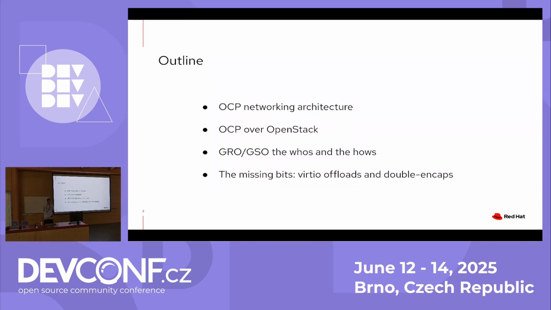So this is the outline of what we are going to discuss today. We will see a little bit the OCP networking architecture and specifically OCP over OpenStack networking architecture. We will see how GSO and GRO fit in the picture about performances. And we will see what we can do to actually improve the throughput for our beloved pods in this scenario.